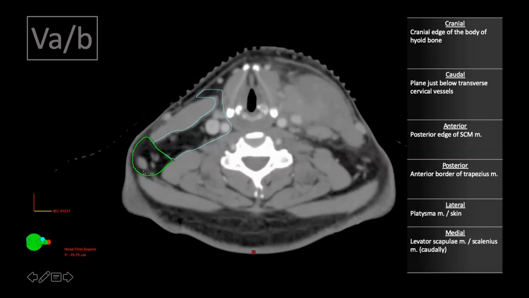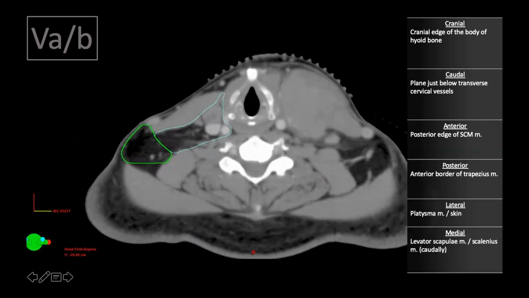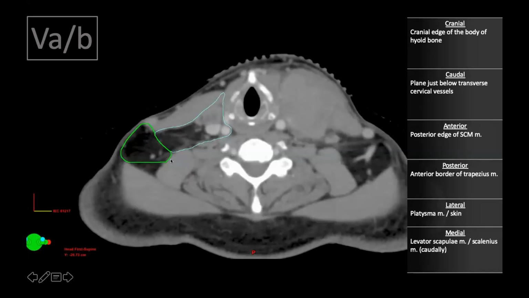So this entire space, you can see some nodes here. So this entire space between the sternocleidomastoid and the trapezius is your level 5. Medially restricted by the paravertebral muscle, levator scapula in this case, and laterally by the platysma or the skin. So like I said, here I've just put my posterior border at the anterior border of the trapezius. I'm not including this depression. I would have if there were nodes over here, or if this was a site which has a high risk for posterior nodal metastasis.